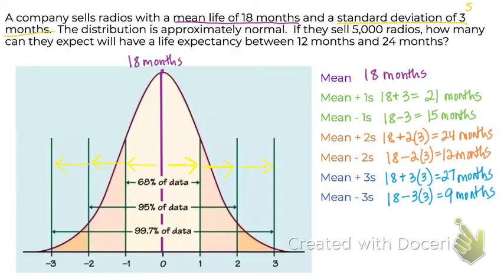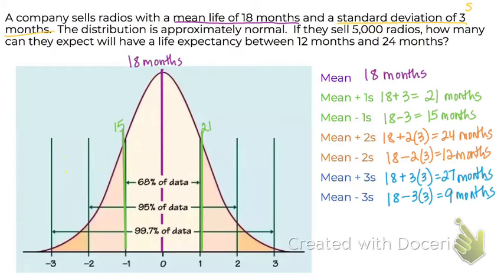So if we look at the numbers here in green, if we're going to add 1 standard deviation, we're moving to the right. That gives us 21 months right here. And if we're subtracting 1 standard deviation, we're moving to the left. So that gives us the 15 months here. So 1 standard deviation from the mean.